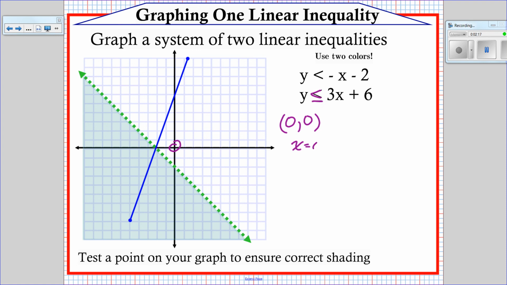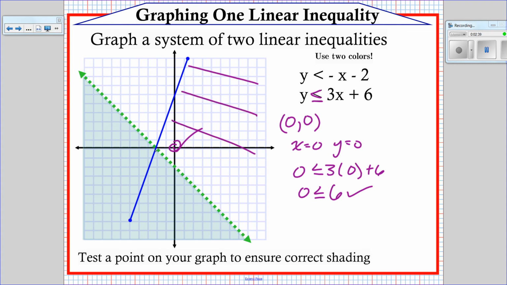So I'm going to plug in 0, 0. And I'm going to get 0 is less than or equal to 3 times 0 plus 6. Is 0 less than or equal to 6? It is. So that point works. Yes, that's true. So I'm going to shade this side of my inequality. So this is under the blue line.